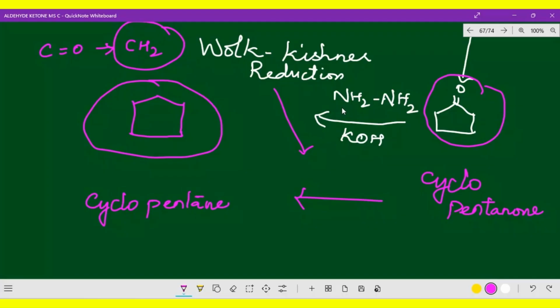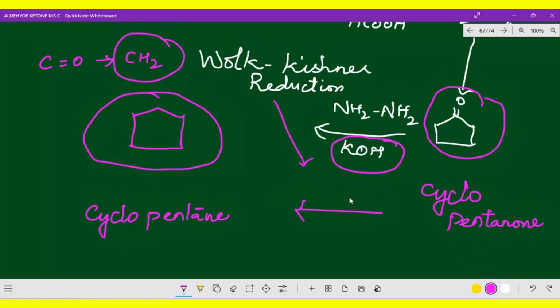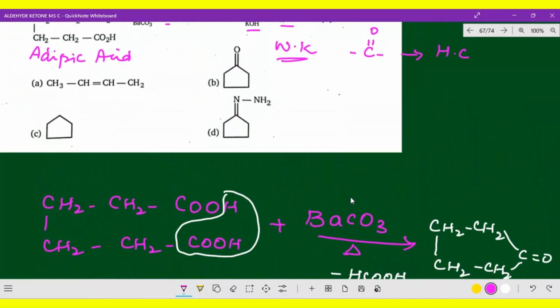See, Wolff-Kishner reduction and Clemmensen's reduction are both doing the same process. One is in acidic medium, one is in basic medium. Now I think you got an idea which is basic and which is acidic. In Wolff-Kishner reduction we are using KOH, a basic medium, and Clemmensen's reduction is an acidic medium. I hope you got an idea. Now in this question, which is the correct option? Cyclopentane is the correct option.